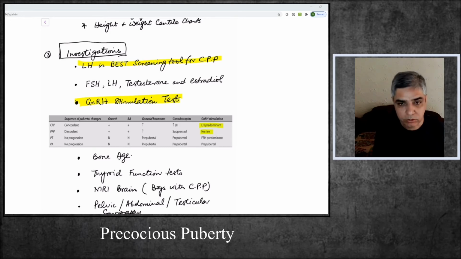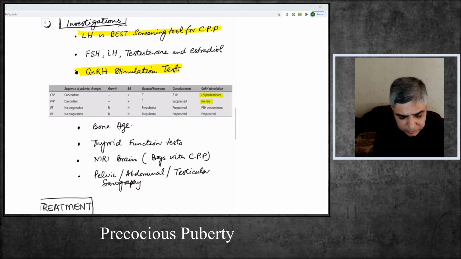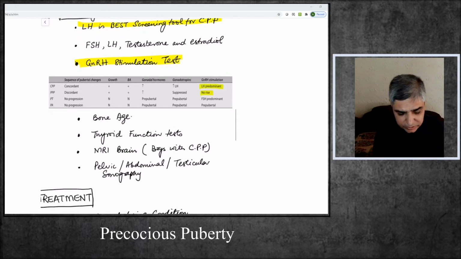Other things that we would normally investigate include bone age. Bone age is usually advanced in cases of precocious puberty. Thyroid function tests are also very important because hypothyroidism can lead to precocious puberty. It's very important as a part of the workup that you do the TSH and the free T4 levels.